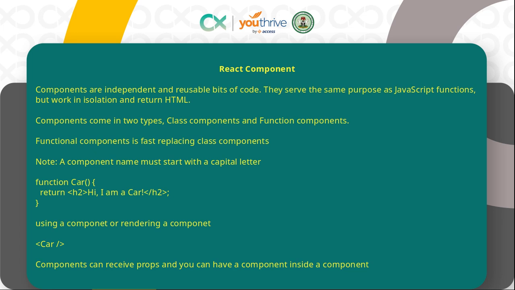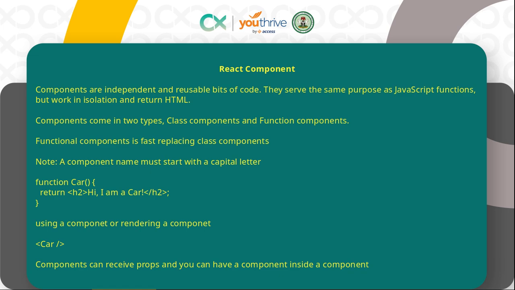Components come in two types: class components and function components. Functional components are fast replacing class components. And why is that so? Because of hooks, which make functional components able to update state. Now, a component name must start with a capital letter. So that is another rule that we are learning now. Earlier we learned about 5 rules of JSX, so this one is another rule that you should not forget. A component name must start with a capital letter.